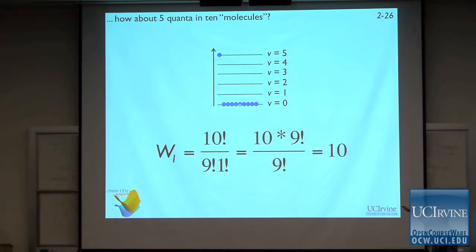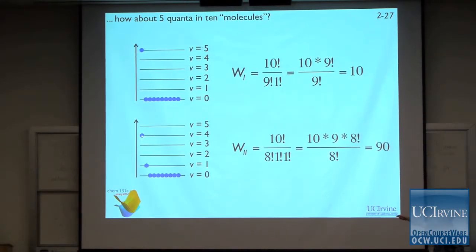Here it is. 10 molecules now. 1, 2, 3, 4, 5, 6, 7, 8, 9, 10. Put all 5 quanta of energy into that guy. How many microstates are there? 10 molecules. 9 of them are all in this energy state down here, so I'm going to divide by 9 factorial there. There's 10 ways to generate this configuration, and you can see immediately that has to be true, right? 10 ways to do this. 10 microstates.